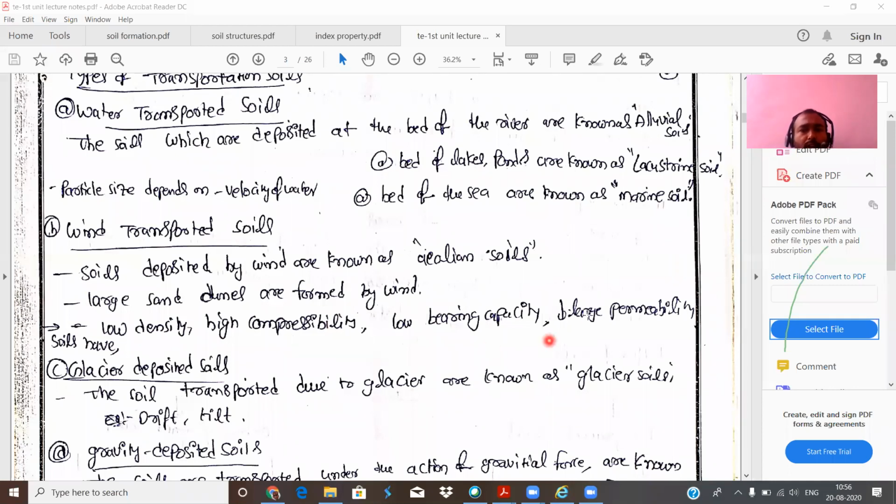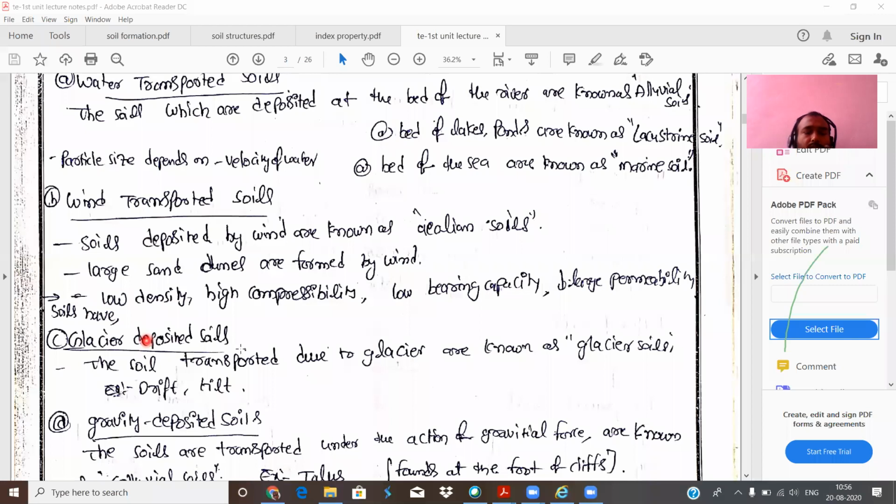Next one, it has large permeability. Due to low density, there are high voids present in the soil. Therefore, due to heavy gaps in the soil, the water easily goes from one place to another. So automatically permeability is high.